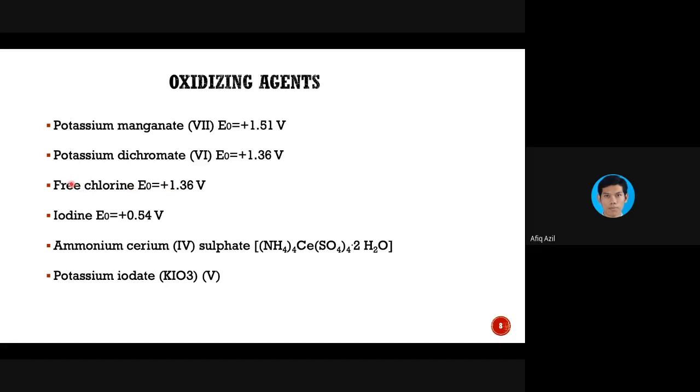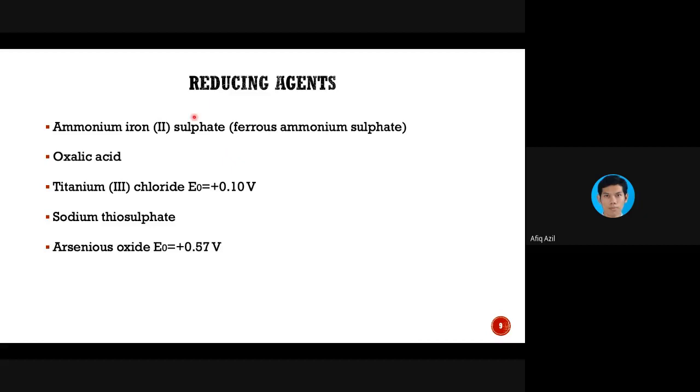free chlorine, just chlorine itself, and then iodine. You can also use ammonium cerium sulfate or potassium iodide. So a higher value of this redox potential means it is a better or stronger oxidizing agent. Then for reducing agents, examples are ammonium iron sulfate, oxalic acid, titanium chloride, sodium thiosulfate, and arsenious oxide. These are some of the common reducing agents that are mostly used in redox titration.